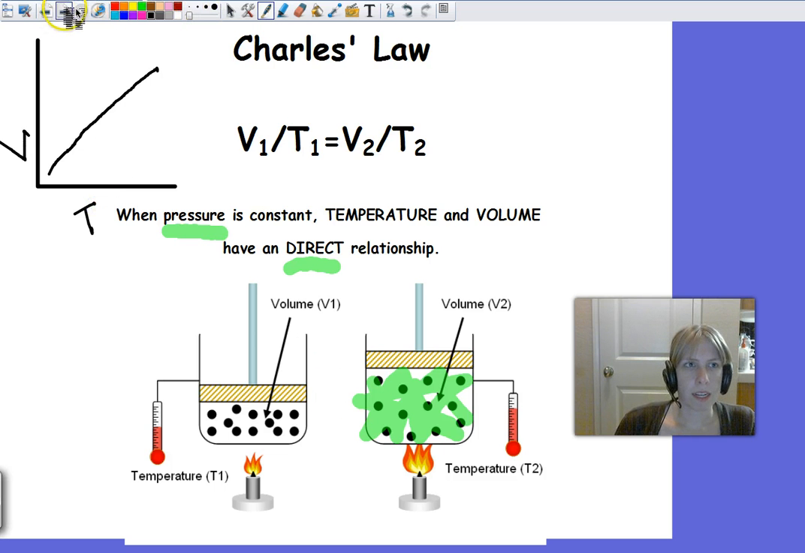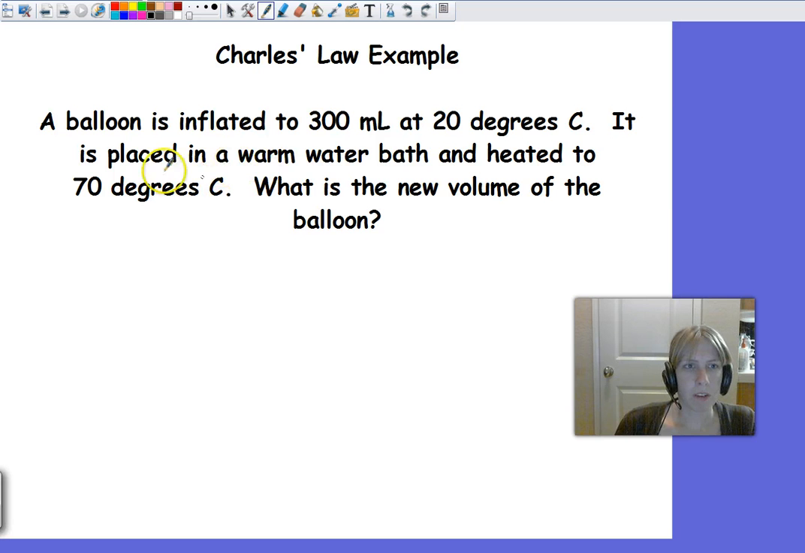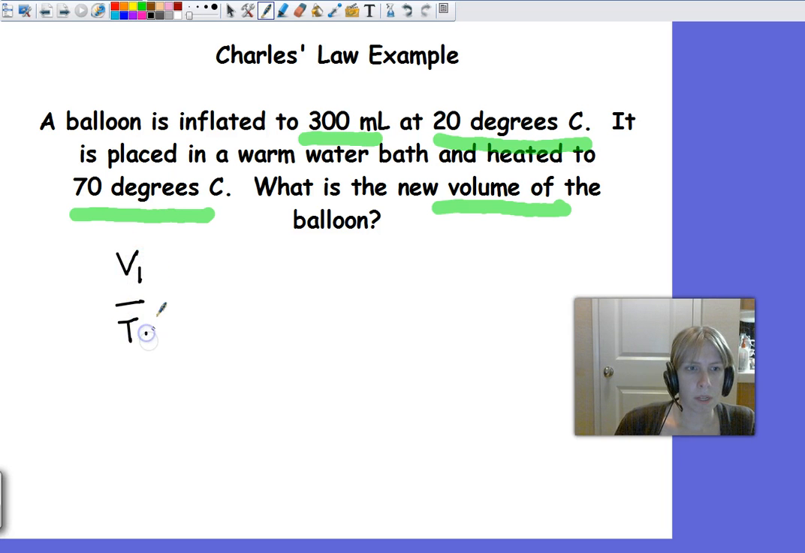Let's take a look at a Charles' law problem. So if a balloon is inflated to 300 milliliters, so we have volume, and 20 degrees Celsius, is placed in warm water bath and heated to 70 degrees Celsius, what is the new volume of the balloon? So first we're going to write our equation. Since we have volume and temperature and that's it, we know we're going to have our V1 over T1 equals our V2 over T2.